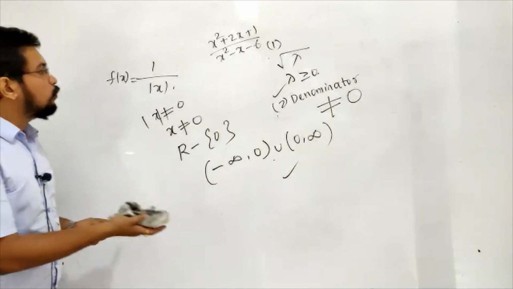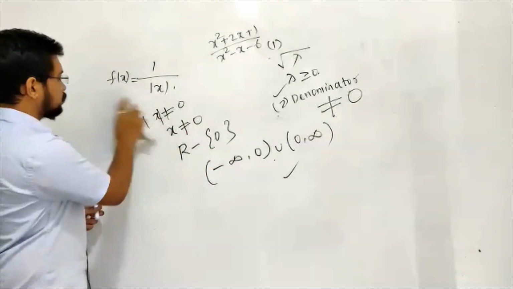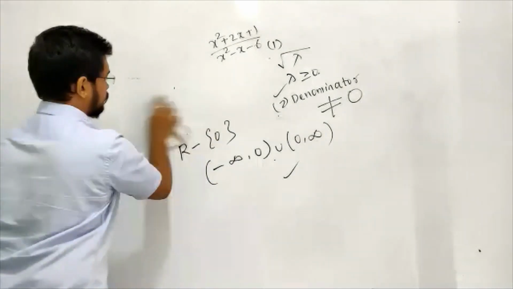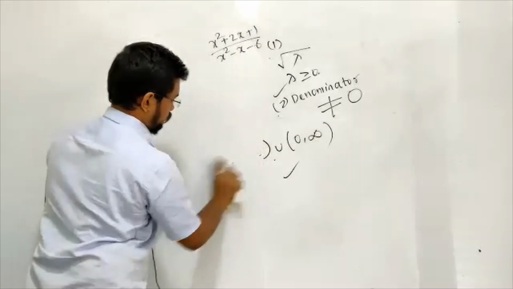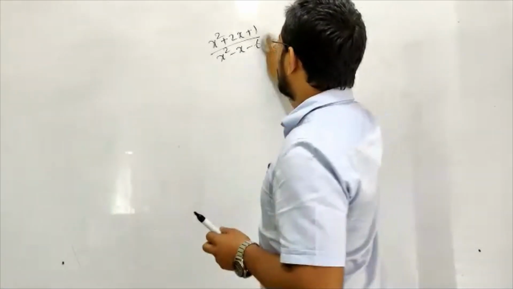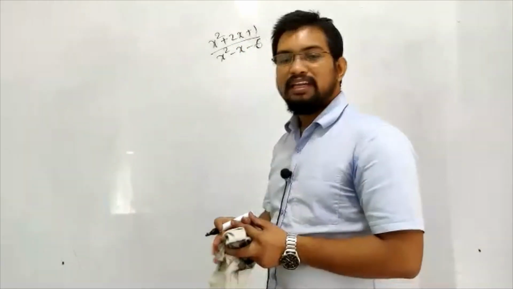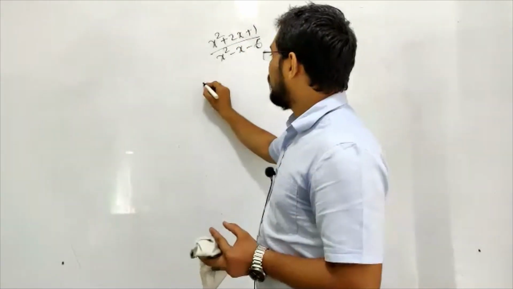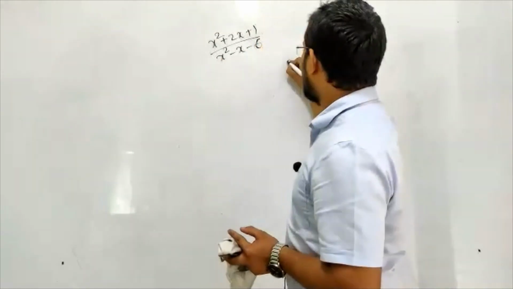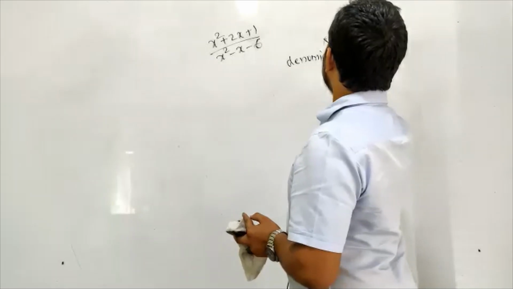x square plus 2x plus 1 by x square minus x minus 6. What will be the domain here? Simply, there is no root here. They didn't give you any root here. So simply, whenever you apply that rule number 2, that is denominator is not equal to 0.